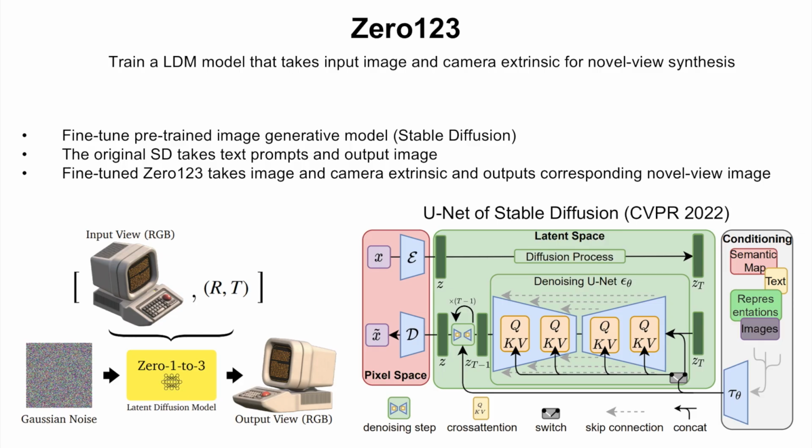So what we do is fine-tune pre-trained image generative models. This is Stable Diffusion, introduced in 2022. The original Stable Diffusion takes a text prompt and outputs an image, right? It's a text-to-image model, so there's a conditional text. But in this one, there's no text prompt, just the input image and RT. These are the conditions. So it fine-tunes the pre-trained Stable Diffusion. It removes the text prompt, but adds the image and RT as conditional information. That is all, actually. It brings the pre-trained Stable Diffusion model, removes the text prompt, and replaces it with the image and camera extrinsic to get novel view images.